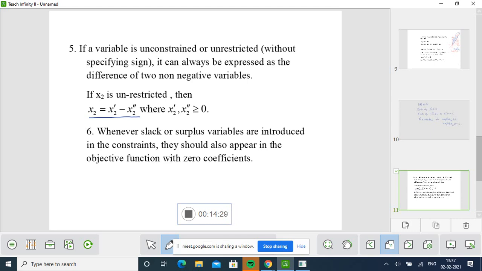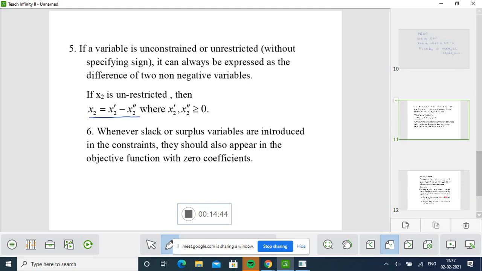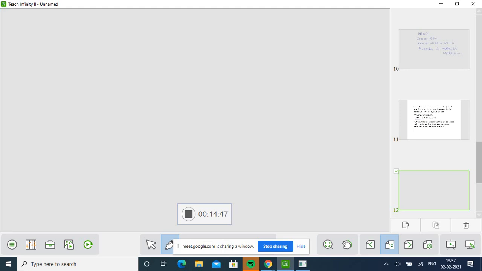Next, whenever slack or surplus variables are introduced in the constraints, they should also appear in the objective function with 0 coefficient. So how do we go about this? Do you remember what slack and surplus variables are? Suppose we have a1x1 plus b1x2 greater than or equal to c1, and a2x1 plus b2x2 less than or equal to c2.